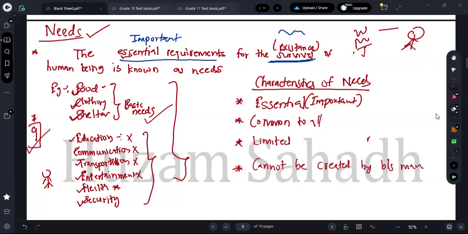Are you all okay with this area? Are you all clear with the characteristics? Yes, yes, yes. Others? Guys, everyone give the reply quickly. Not sleeping, right? Just give the reply quickly.